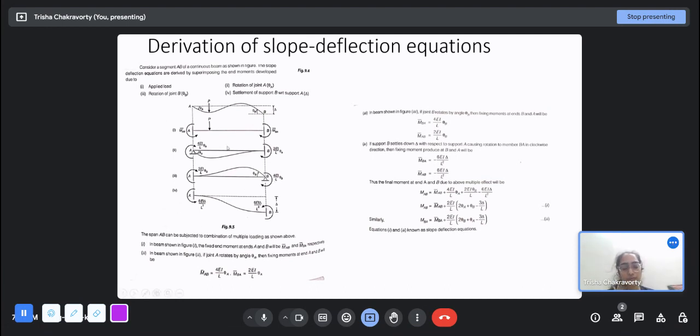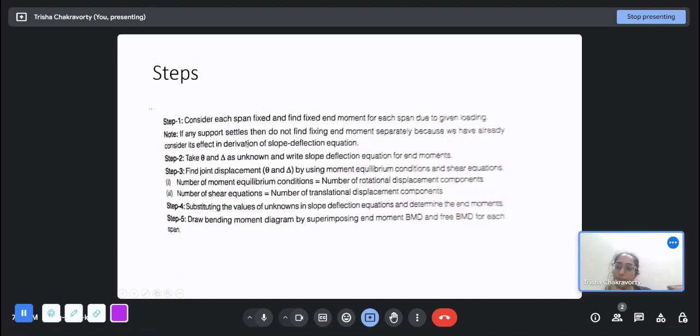We can add all four of these effects, and we will get that MAB is the fixed end moment MAB bar plus 4 EI by L theta A plus 2 EI by L theta B minus 6 EI delta by L square. And from that we get two simplified equations. We can write in this manner: MAB is this and MBA is this, and these are known as the slope deflection equations.